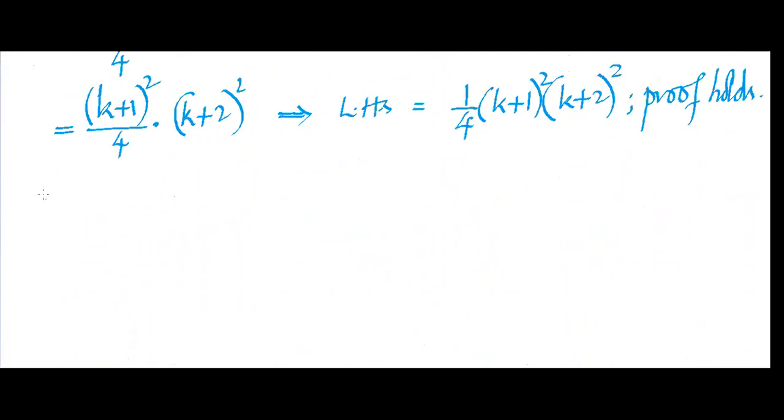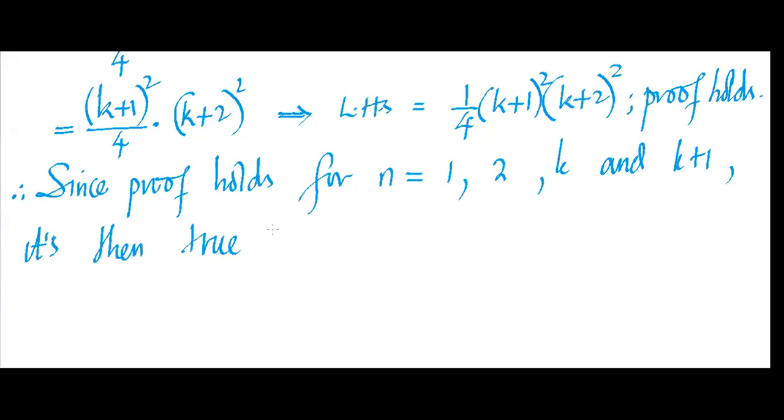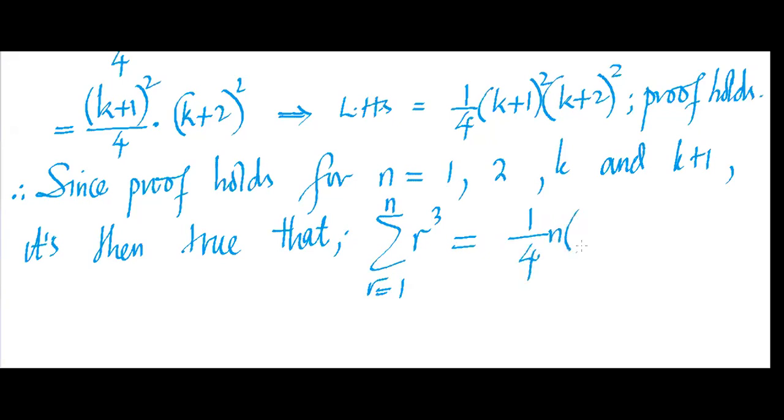So lastly is to draw a conclusion that since proof holds for n equal to 1, 2, k, and k plus 1, it's then true that the summation from r equal to 1 to n of r cubed is equal to a quarter n squared into n plus 1 all squared.